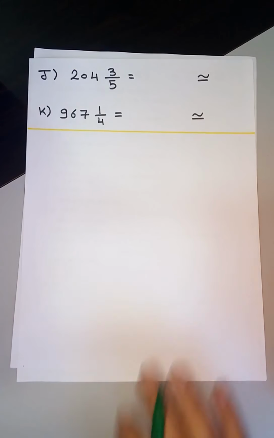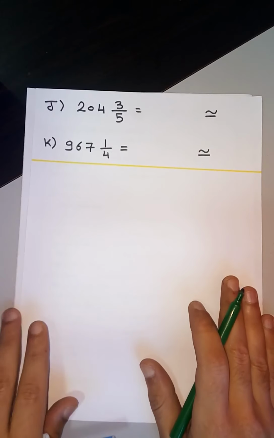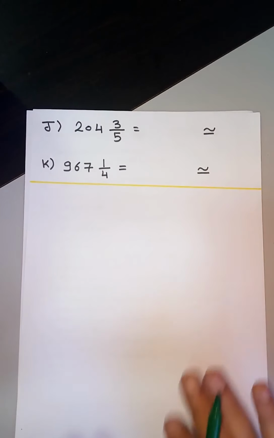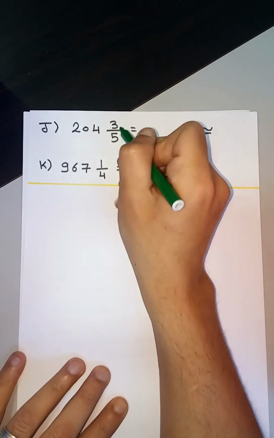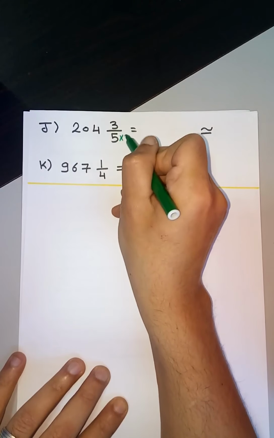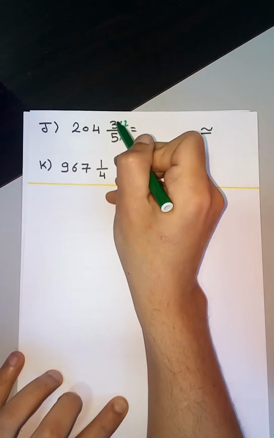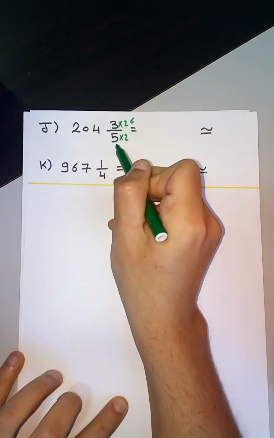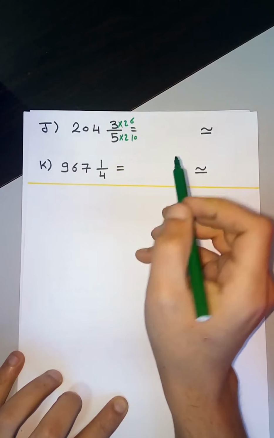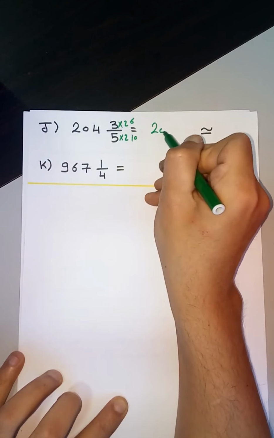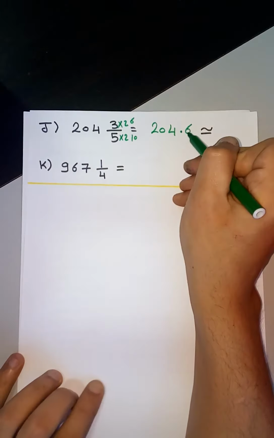So the next example, we have 204 3/5. We have to change this mixed number into a decimal number. The prime of 5 is 2, so we have to multiply by 2 up and down. So this is going to be equal to 6, and 5 times 2 is going to be 10. Now we have 6 over 10, so we can write 204, and 6 over 10 is written as 0.6.